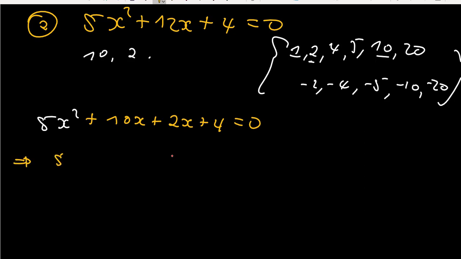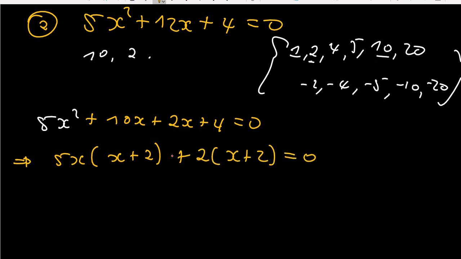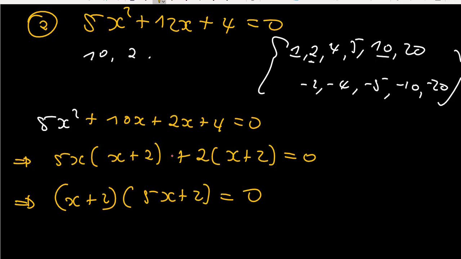So this means we have 5x. What will be left will be x plus 2. Plus 2 is common. I have 2 into x plus 2 is equal to 0. So we get 5, x plus 2 is common. So we write it down, x plus 2 into 5x plus 2 is equal to 0.